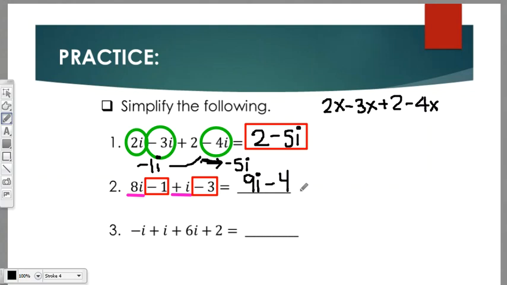But remember, when dealing with complex numbers, the real part always comes first. So you should really write it as negative 4 plus 9i. Keep the sign with the number. So be careful on that.